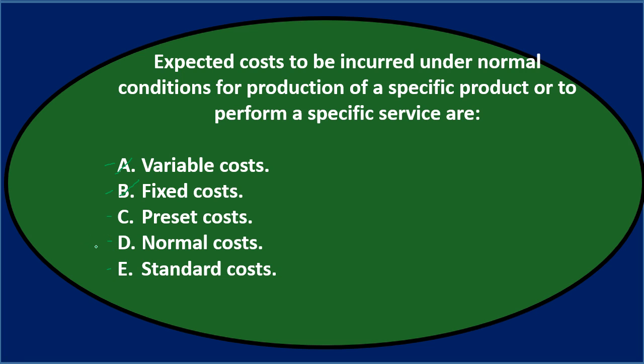We'll go through this again. Expected costs to be incurred under normal conditions for production of a specific product or to perform a specific service are either preset costs, normal costs, or standard costs. Again, all three terms sound like they could be something that we could name this type of cost, but the one that we typically are using here is the standard cost. So these are going to be the standards, the preset cost. So final answer: expected costs to be incurred under normal conditions for production of a specific product or to perform a specific service are E, standard costs.